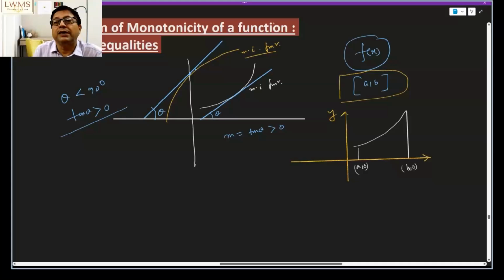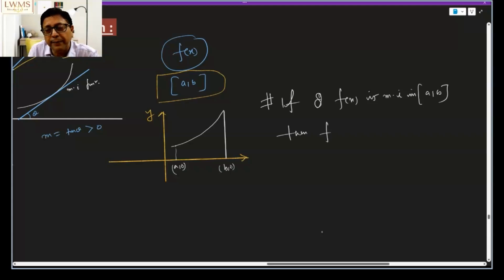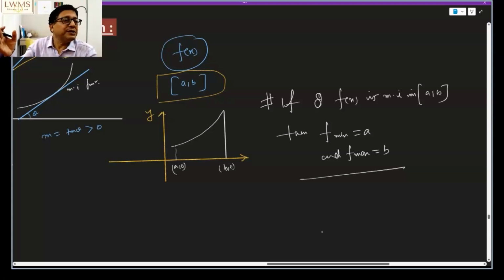It is quite obvious that if f(x) is monotonically increasing, this is a statement: if f(x) is monotonically increasing in [a, b], then f min equals f(a) and f max equals f(b). You must agree with this. It's quite obvious. Gradually it is increasing, no? So at this point it will have the maximum value, at this point it will have the minimum value.